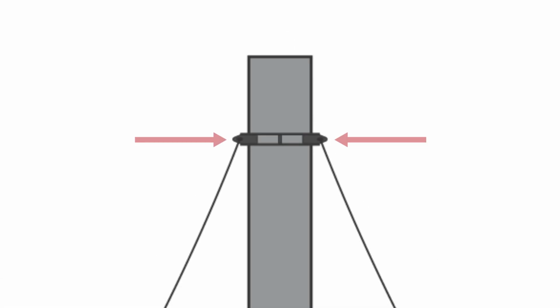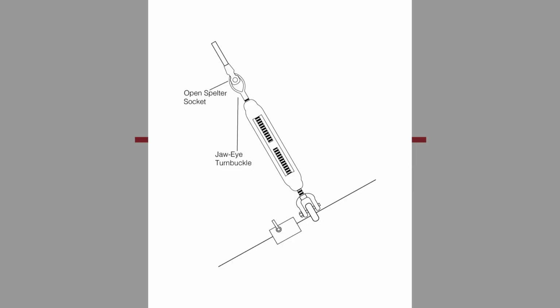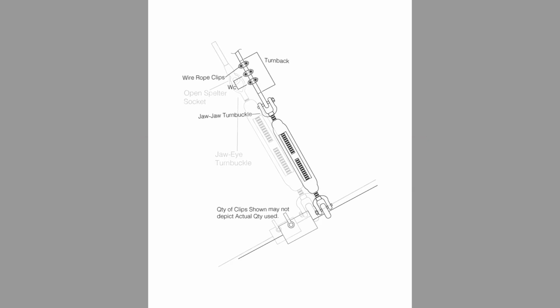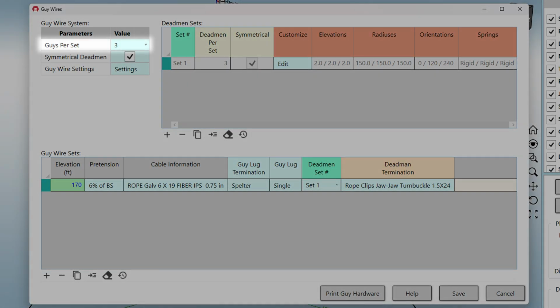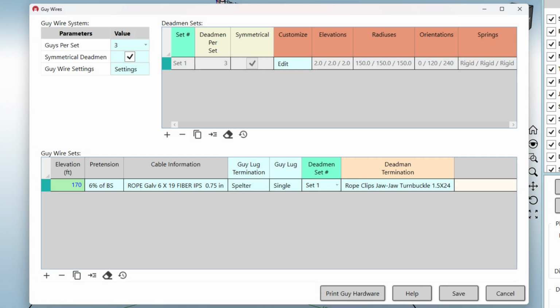The guy wire is attached to the stack at the guy lug attachment. There is hardware that facilitates the attachment of the guy wire to the guy lug and also the deadman. First, you will select the number of guy wires per set. This is typically 3, but could be higher in some special situations.